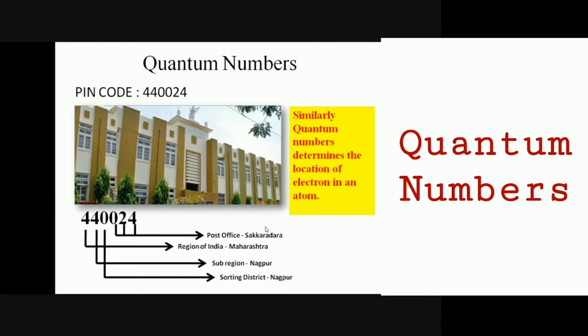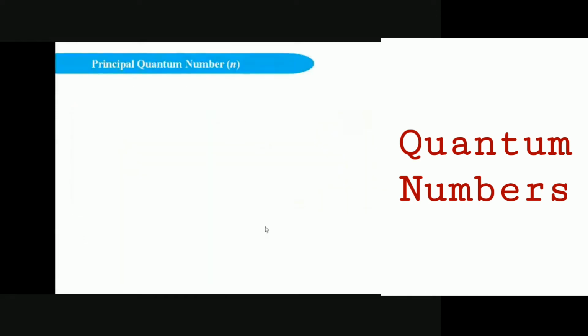And if we can identify the location of an electron, then we can identify its energy, how it is moving, and what its orientation is. So let's take the first one. This is the principal quantum number. It is denoted by small n, and it gives the energy level.